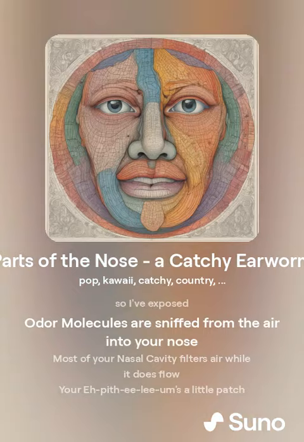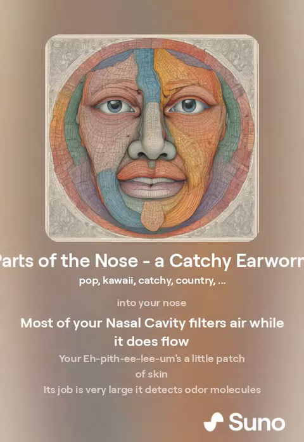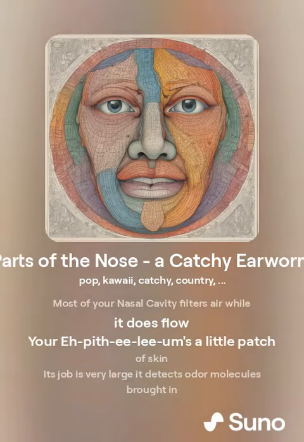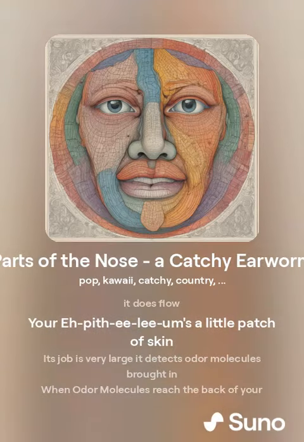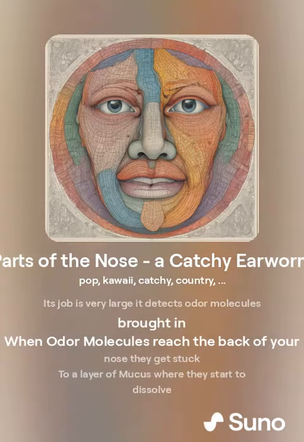Odor molecules are sniffed from the air into your nose. Most of your nasal cavity filters air while it does flow. Your epithelium's a little patch of skin. Its job is very large. It detects odor molecules brought in.